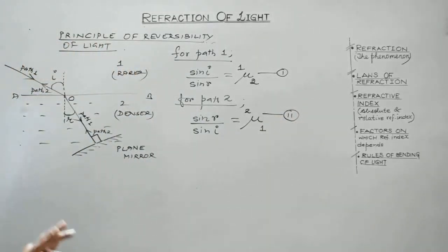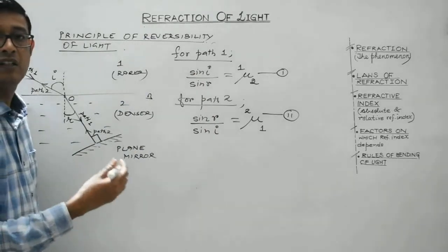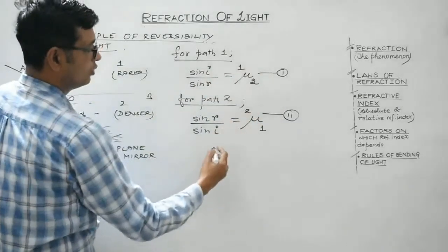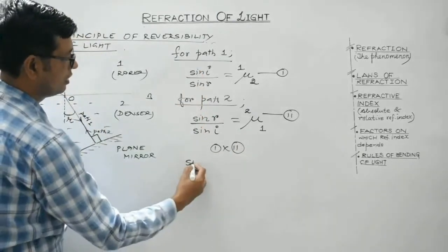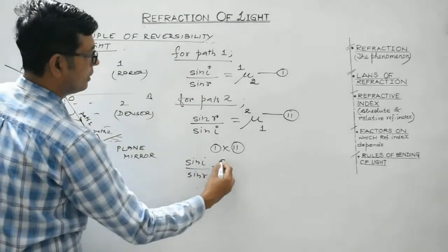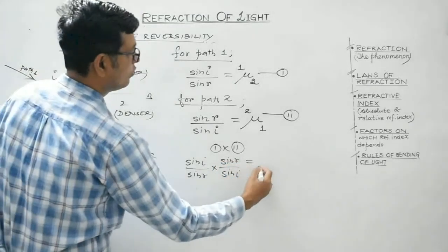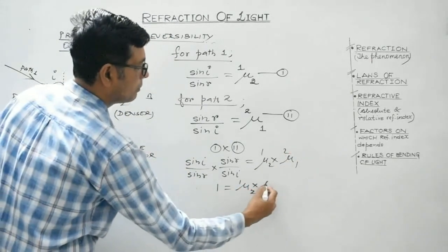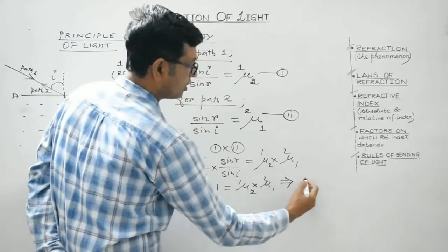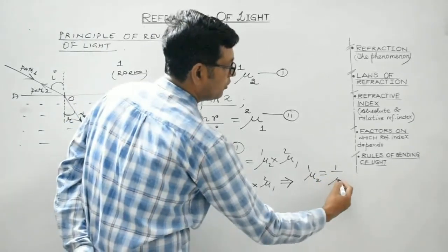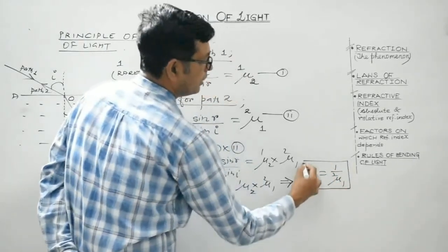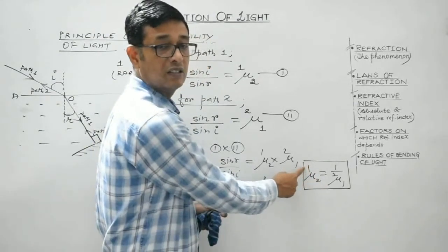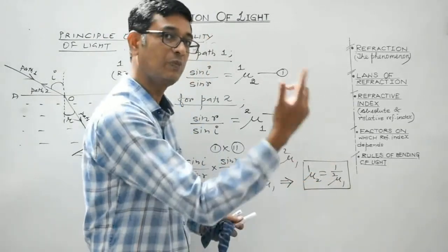Clear? So what we have done is, we have obtained two equations by using Snell's law. One is for path 1 and the second one is for path 2. Now multiply these two equations. What you get is sin i divided by sin r multiplied by sin r divided by sin i. It will be equal to mu 2 1 multiplied by mu 1 2. So it is 1 equal to mu 2 1 multiplied by mu 1 2. So we get a very, very important result. So mu 2 1 is equal to reciprocal of mu 1 2. This is a very, very important concept. Right? So refractive index of medium 2 with respect to medium 1 is equal to reciprocal of refractive index of medium 1 with respect to medium 2.